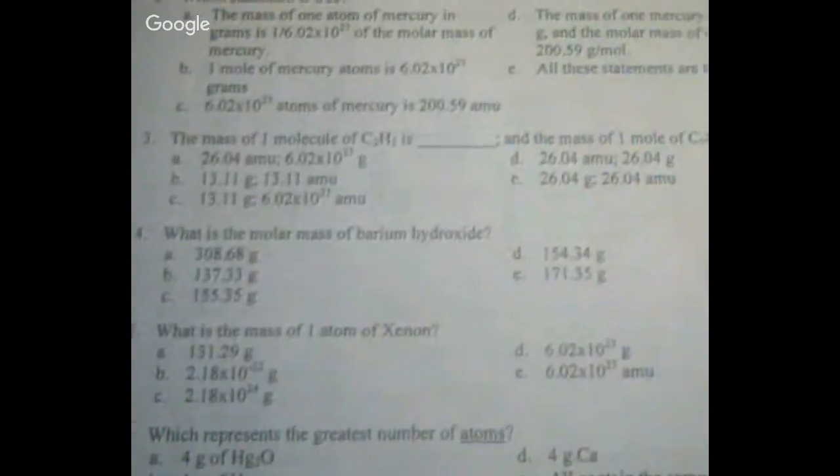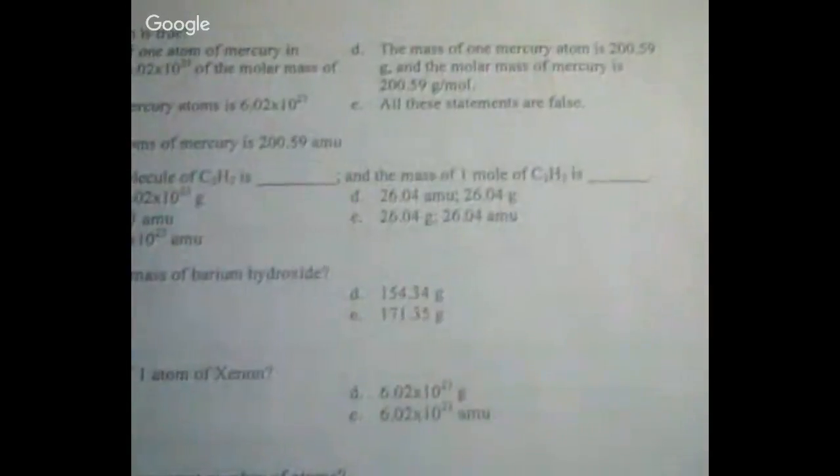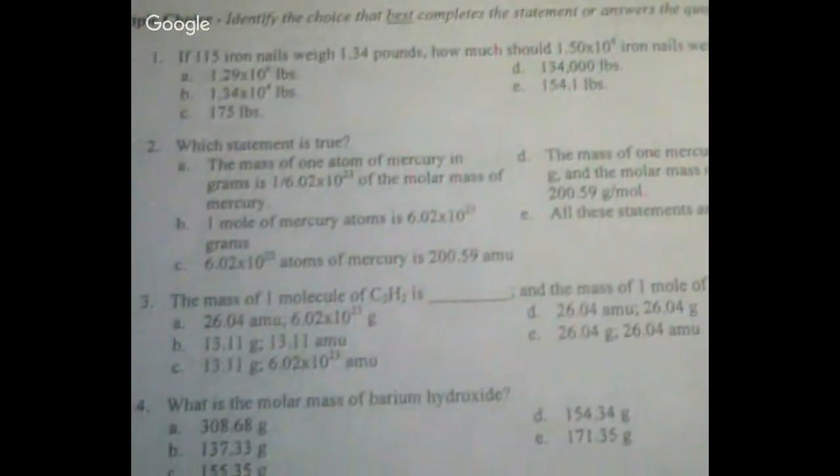Okay, let's go over to the other ones. D says the mass of 1 mercury atom is 200.59 grams. We just talked about that. That's 200.59 AMU. And the molar mass of mercury is 200.59 grams per mole. That part is true, but the first part is not. All of these statements are false, and that is not correct, because if we look back at A, I'll get this paper straightened out.